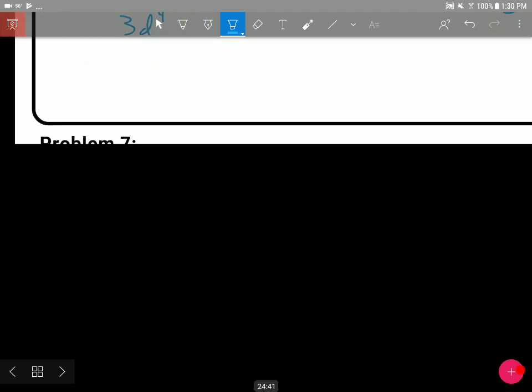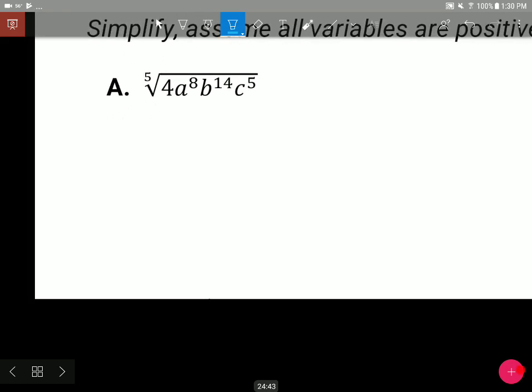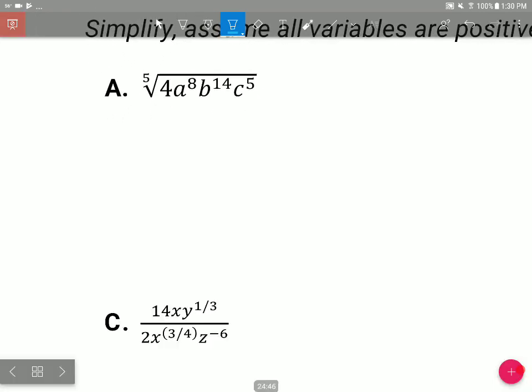Number 7 gets a little bit harder, but not by a whole heck of a lot. Okay, can you take the 5th root of 4? No. It's so small, I can barely take the square root of 4, let alone the 5th root of it. So that's got to stay behind. But how many groups of 5 can I take out of that one?